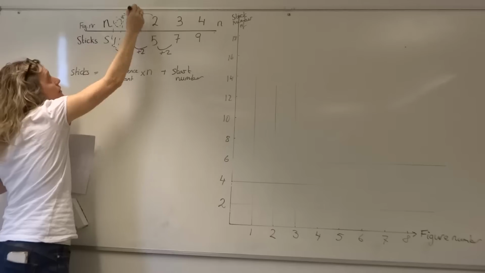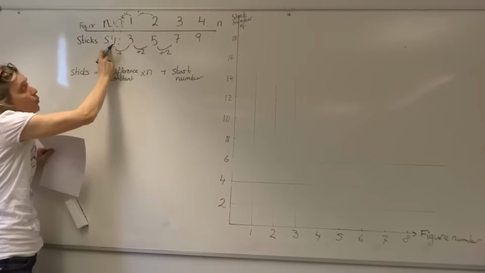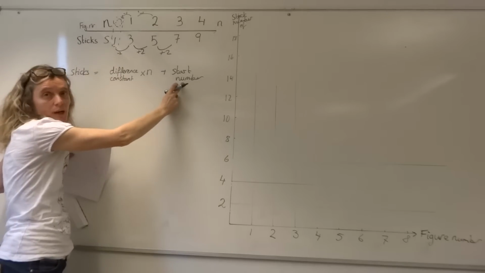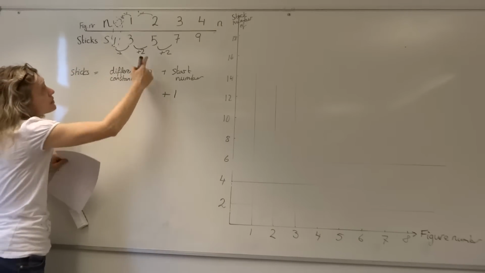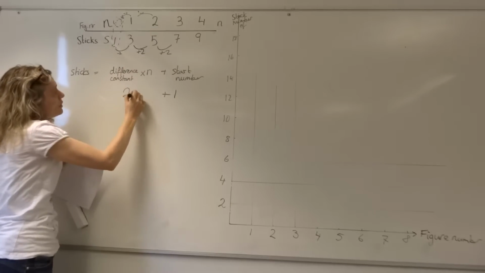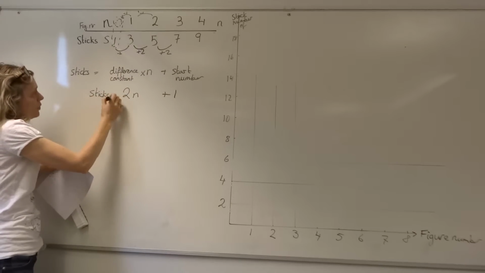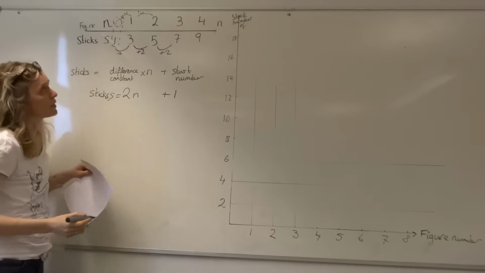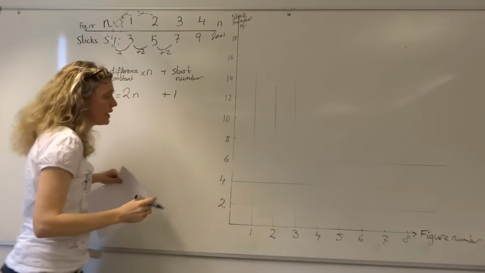Each of these is the figure number before. So figure number 0 would have had 1 stick, so the start number is plus 1. And the difference is 2 between each one. So our formula for number of sticks, or S, is 2n plus 1. So we now know what the formula is.